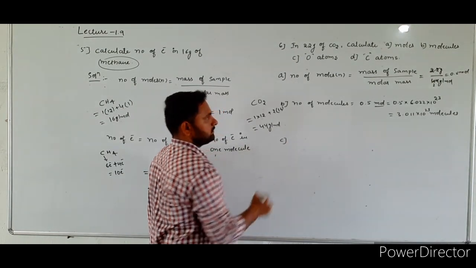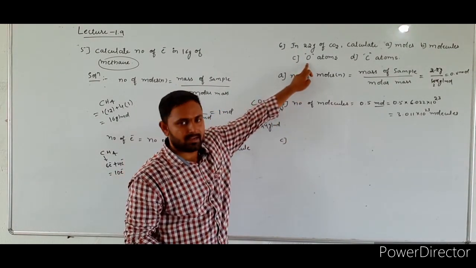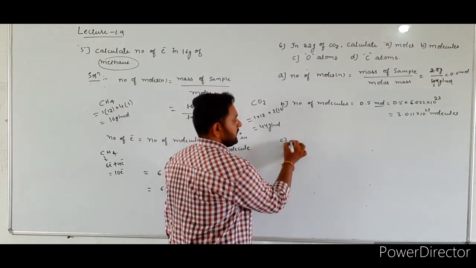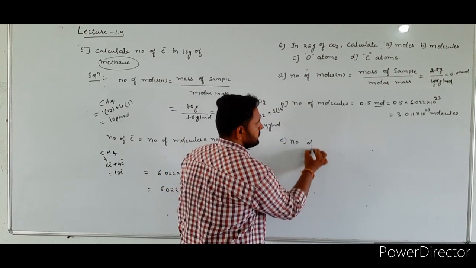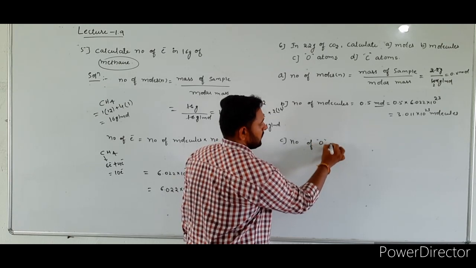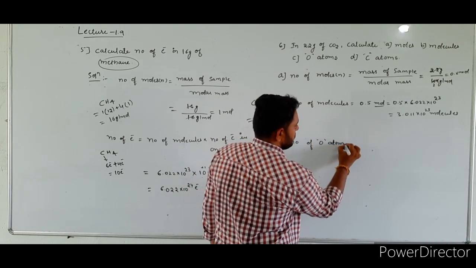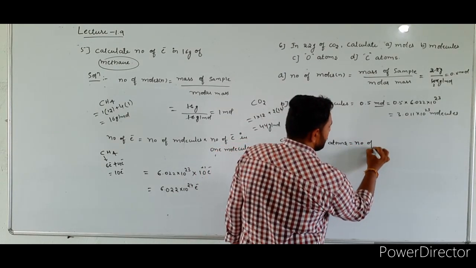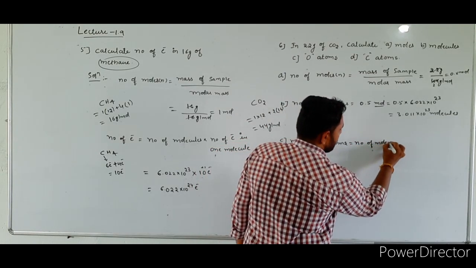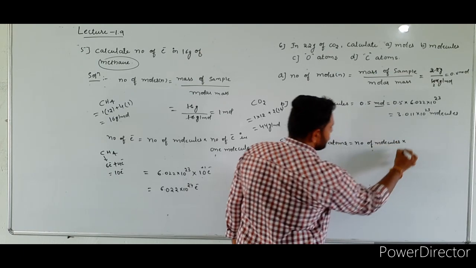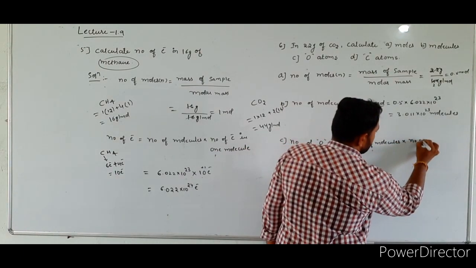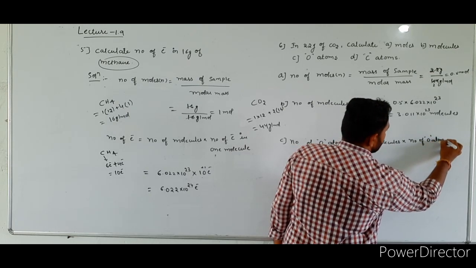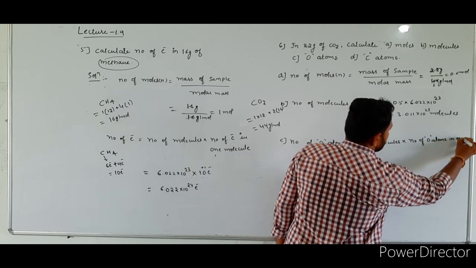Next, number of oxygen atoms. He is asking for the number of oxygen atoms. Now let us calculate the number of oxygen atoms. The number of oxygen atoms is equal to number of molecules into number of oxygen atoms in one molecule.